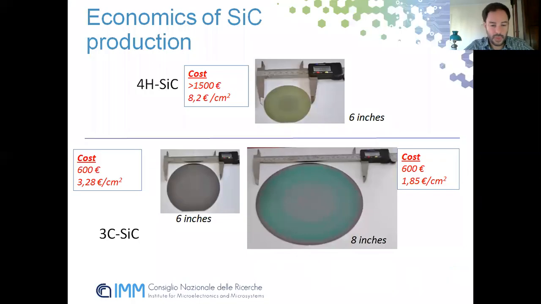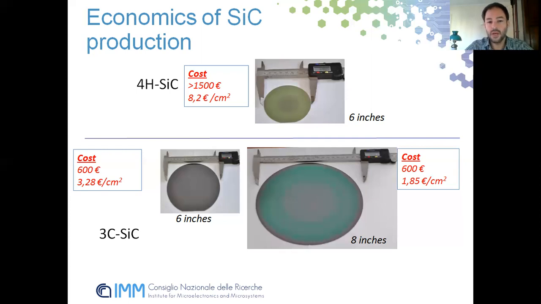So, first of all, I'd like to start from the economics of silicon carbide. If you try to buy two devices, one built in silicon and the other built in silicon carbide, the cost of the silicon carbide device is higher by about 10%. This is due to the high cost of the silicon carbide substrate. In fact, a 4H silicon carbide wafer costs 500 euros. Instead, the same wafer, but in silicon, costs 40 euros.